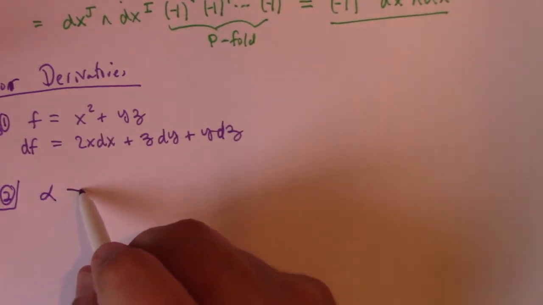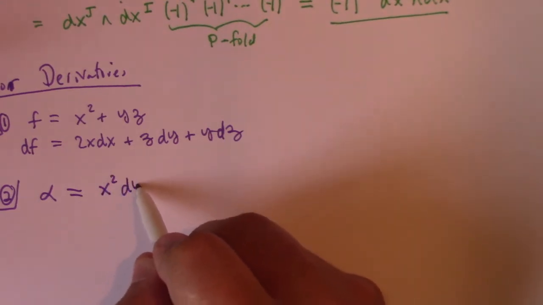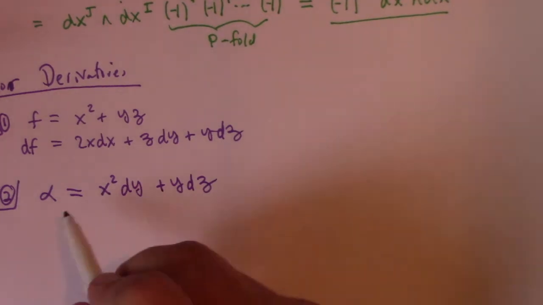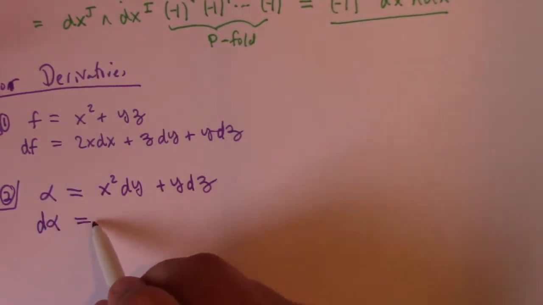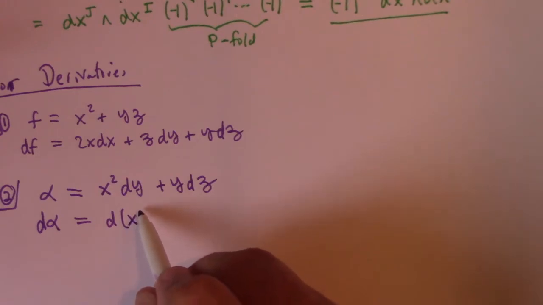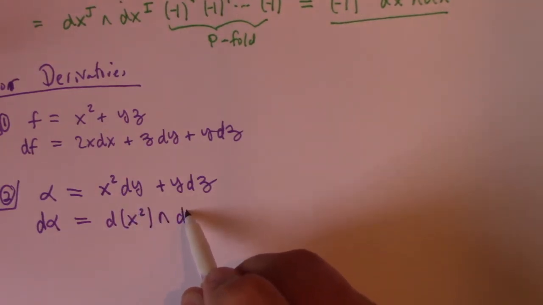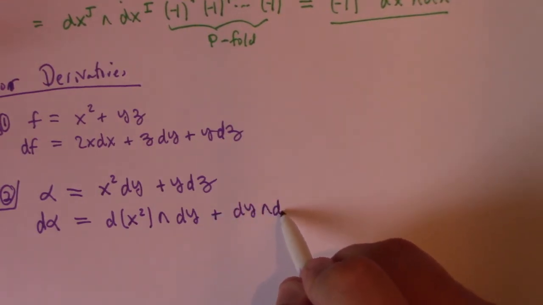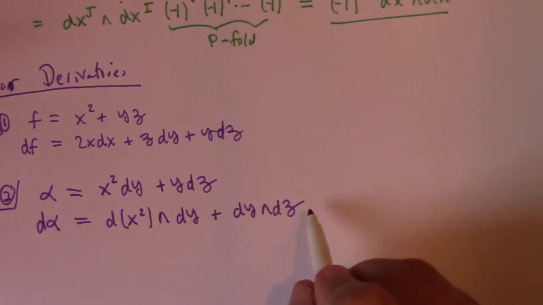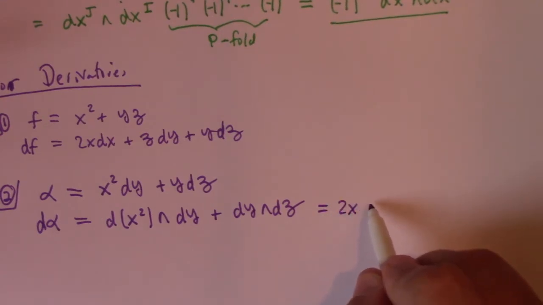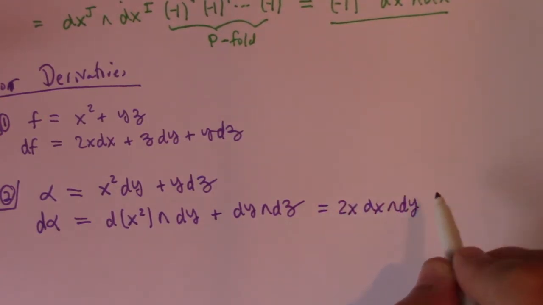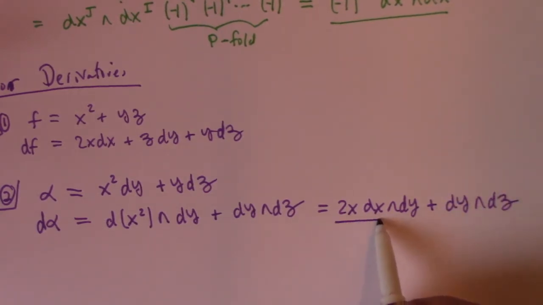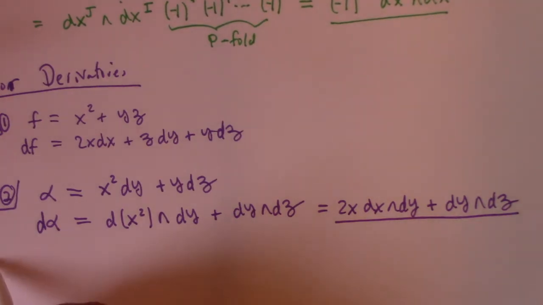Example 2, let's make it a little bit more exciting. Suppose you have a one-form, alpha equals x squared dy plus y dz. So to calculate the exterior derivative d alpha, what you do is you take the exterior derivative of the coefficients and you wedge it with the forms, the differentials which are already there. That's 2x dx wedge dy plus dy wedge dz. There you go. That's the exterior derivative. Simple as that. Another example.